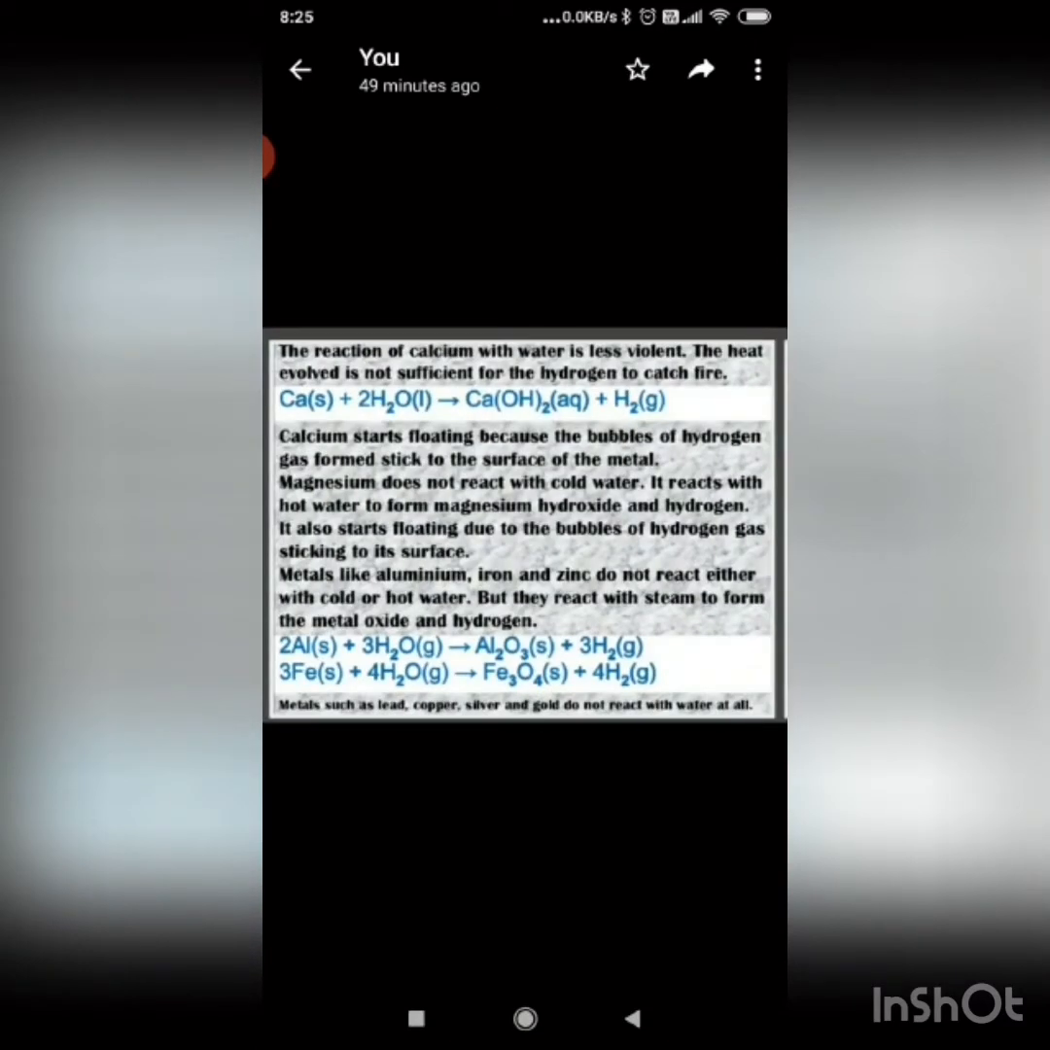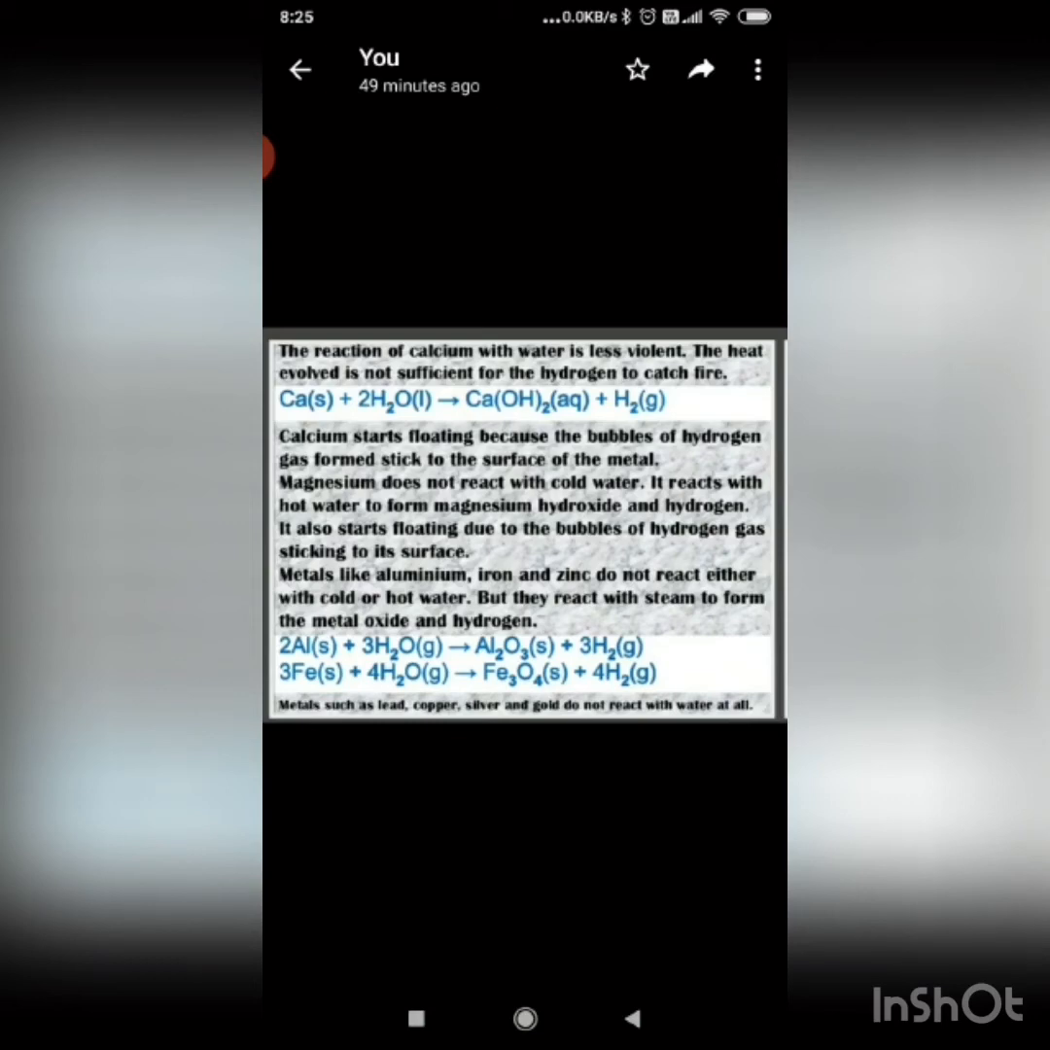The reaction of calcium with water is less violent. The heat evolved is not sufficient for the hydrogen to catch fire. Calcium plus water forms calcium hydroxide and hydrogen gas is released. Calcium starts floating because the bubbles of hydrogen gas formed stick to the surface of the metal. Magnesium does not react with cold water. It reacts with hot water to form magnesium hydroxide and hydrogen. It also starts floating due to the bubbles of hydrogen gas sticking to the surface.